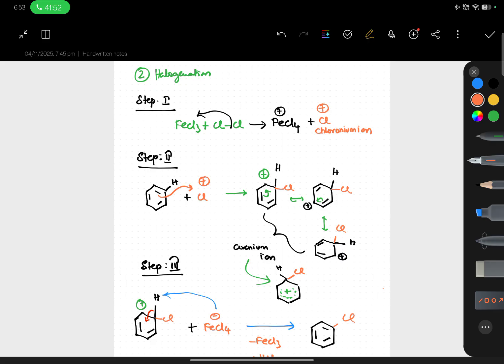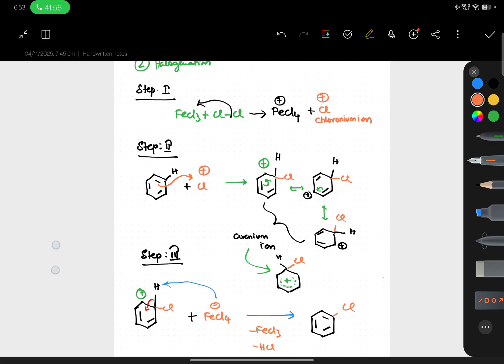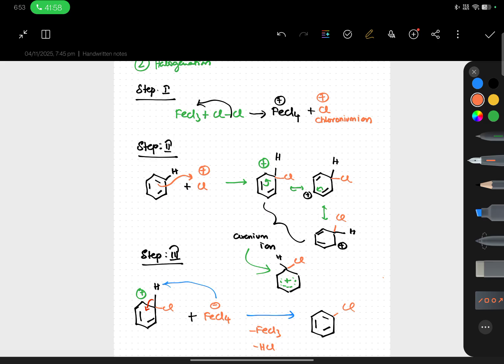Again, step 1 is called generation of electrophile. Step 2 is called arenium ion mechanism. Step 3 is called regeneration of catalyst. Clear? Any doubts? No, sir.